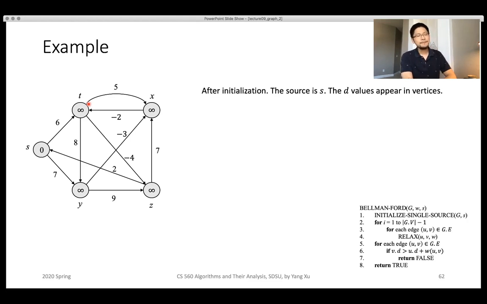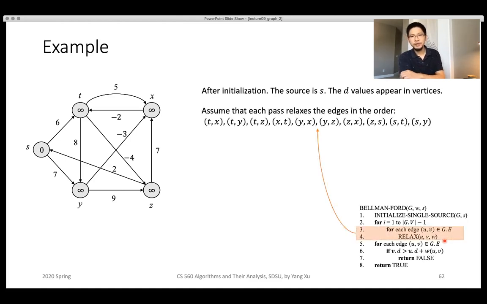Here's one thing about the algorithm. For each edge, we use a for loop from line 3 to line 4 to iterate over all edges, and we will just use an arbitrary order in which the edges are relaxed. Within each pass, we assume that the for loop will iterate over the edges in this order: tx, ty, tz, xt, yx, yz, zx, zs, st, sy. This is a totally arbitrary order, and you can always use a different one. Here we just want to make sure that within each pass, the order in which all the edges are relaxed remains the same, so that it's easier for our analysis.